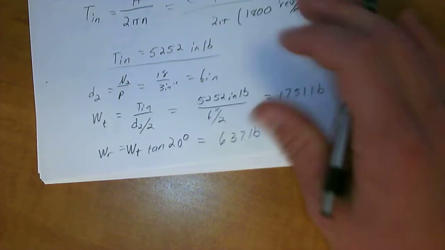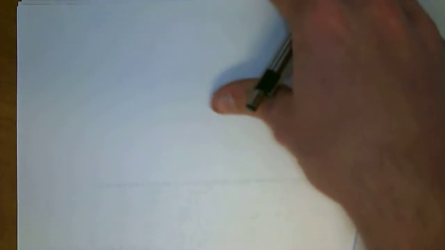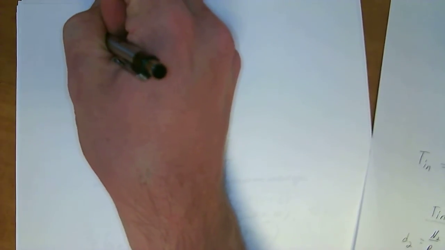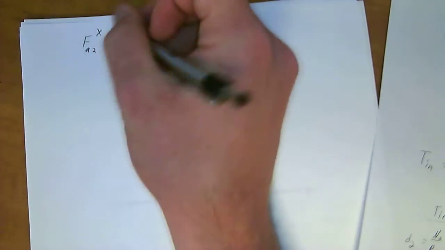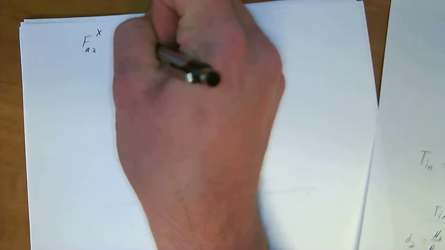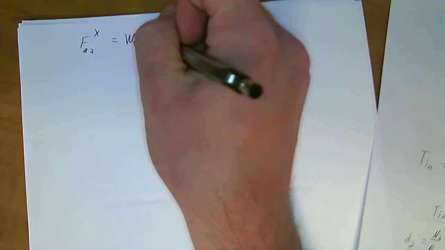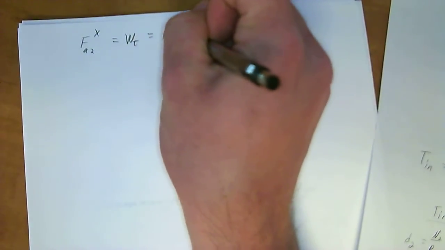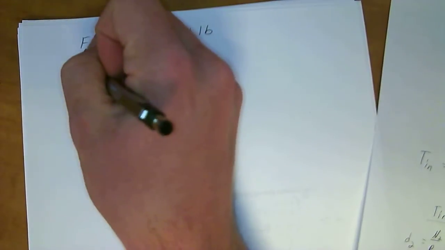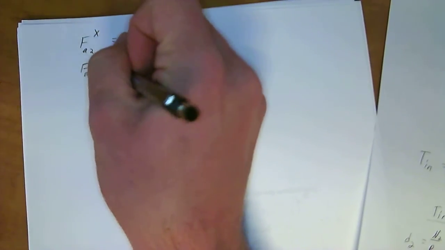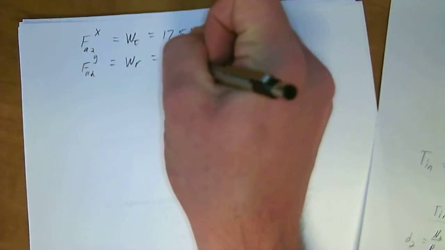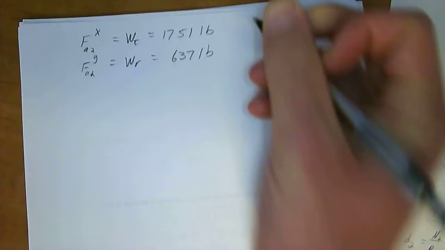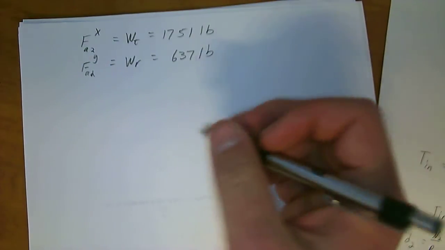Alrighty, yes, okay. So now, moving on to the forces on the second gear, basically. Gear 3, we have FA2X is equal to WT, because they're equal and opposite on the gears, which is equal to 1751 lb. And then FA2Y is equal to WR, which is equal to 637 lb, which is, again, equal and opposite.